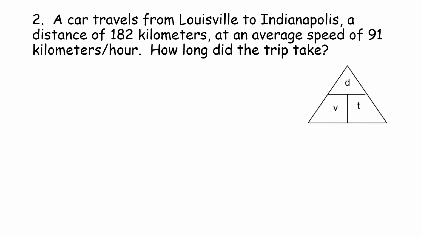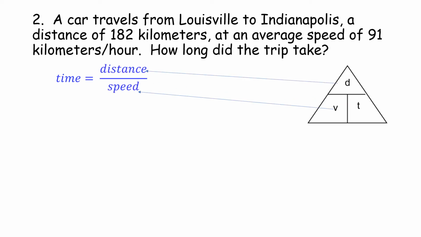Here's problem number 2. A car travels from Louisville to Indianapolis, a distance of 182 kilometers at an average speed of 91 kilometers per hour. How long did the trip take? How long did the trip take is time. So this question is about time. And if you pull time out of the triangle, you see distance over V. That V stands for speed. So it's distance divided by speed.